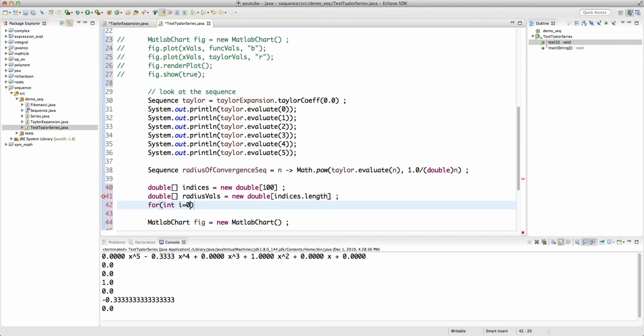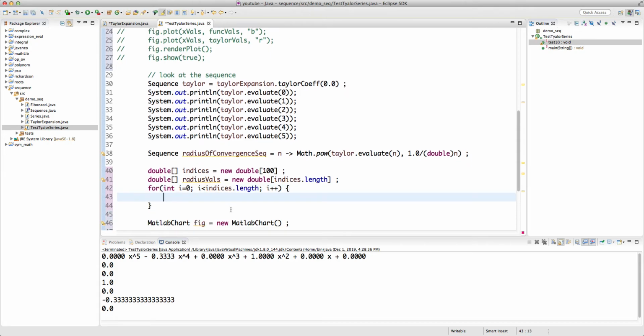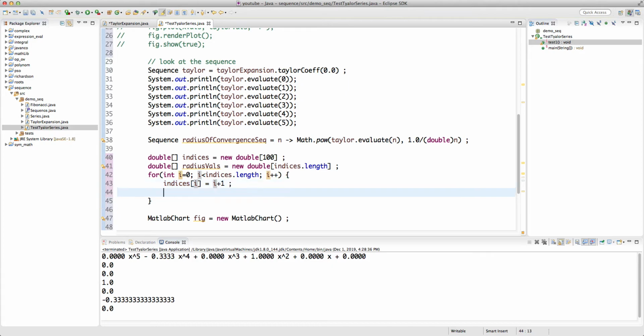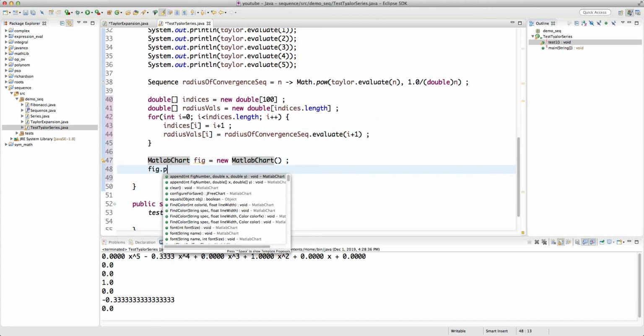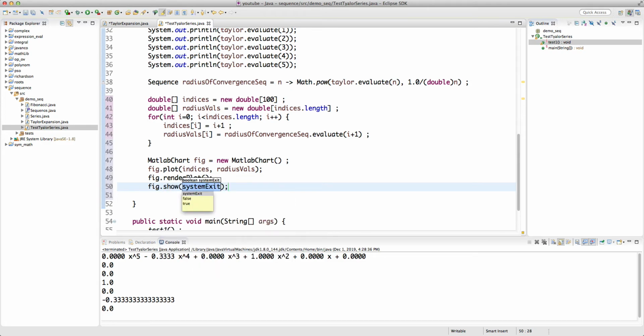Alright, and then for int i equals 0, i less than indices dot length, i plus plus, we're going to have indices i equals i plus 1, because we want to start from 1, it doesn't really matter. And then radius vals at i is basically, note that indices is double, but this sequence evaluate has to take a long, so we're going to pass in i plus 1. All right, and then here I'm going to fig dot plot indices and radius vals, fig dot render plot, fig dot show with a true flag.